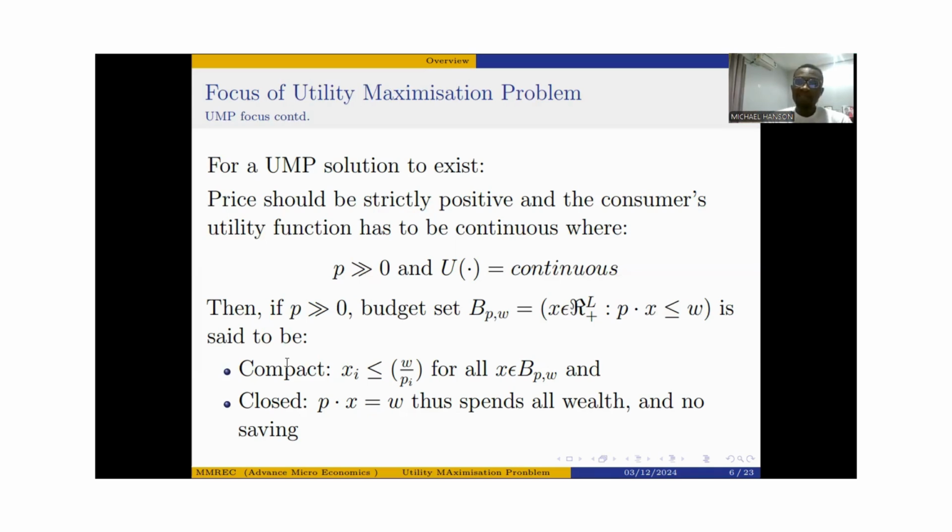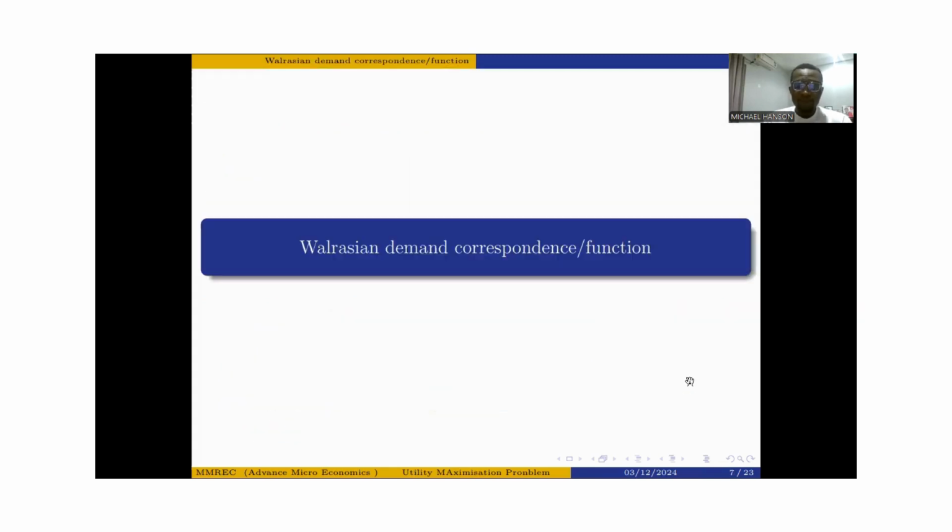Now, when we say a budget is closed, it means that you've spent all your resources. So all your expenditure is equal to your wealth, and then you've closed your budget. So the consumer, to be able to maximize his satisfaction, needs a budget that is either compact or closed. It means that there is no saving and there's no borrowing. Okay. So now let's move on and start with the maximization problem for the consumer.